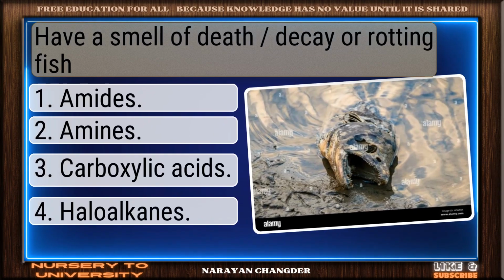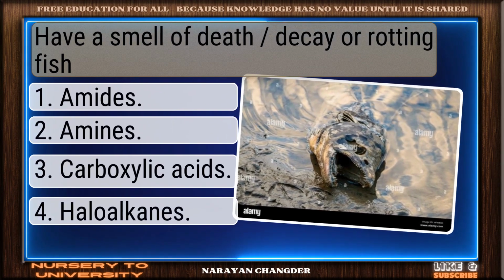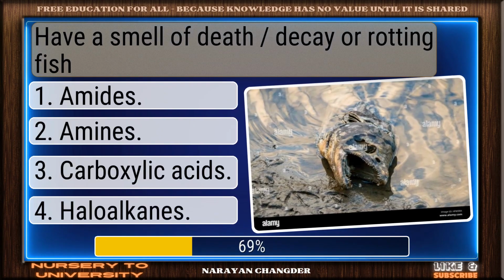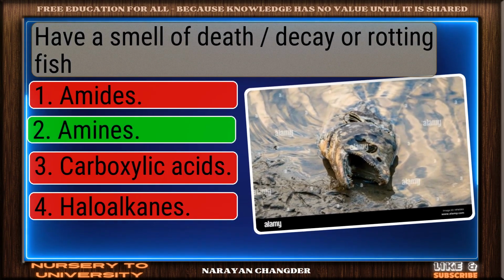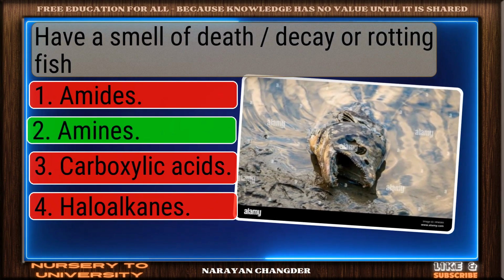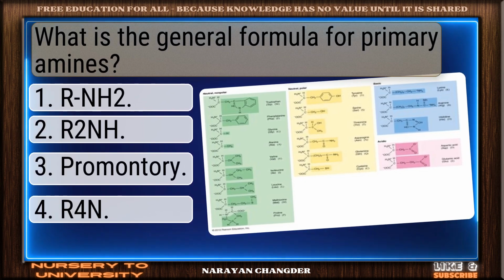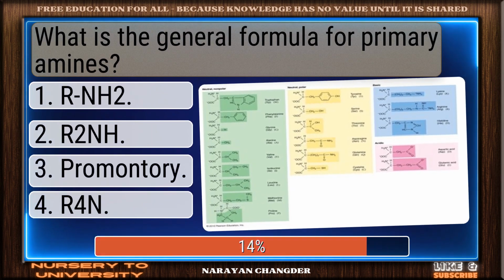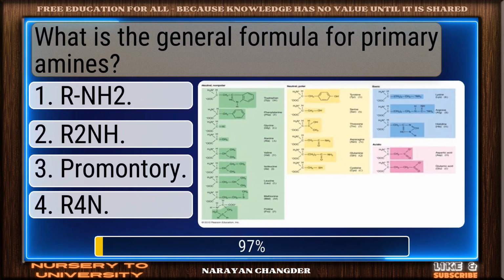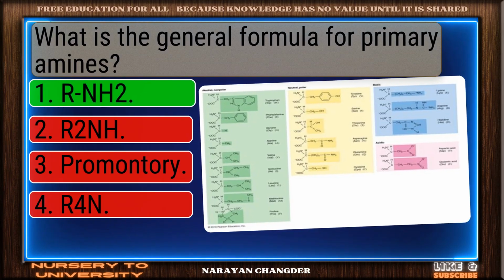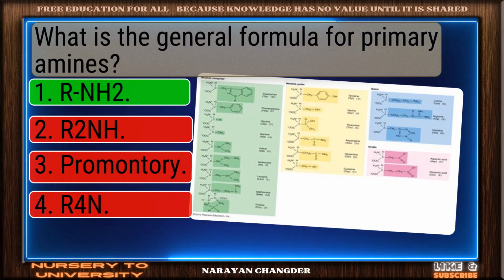Which has a smell of death, decay, or rotting fish? Correct response. Amines is the most accurate answer. What is the general formula for primary amines? Great thinking. ANH2 is the right choice.